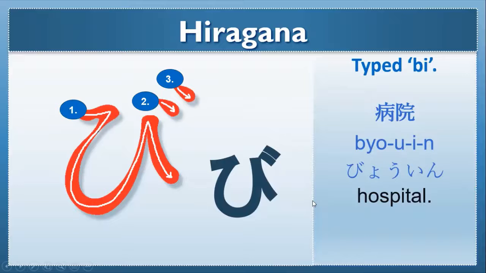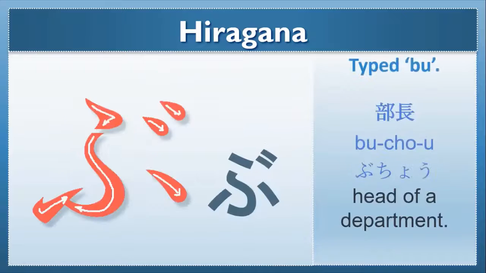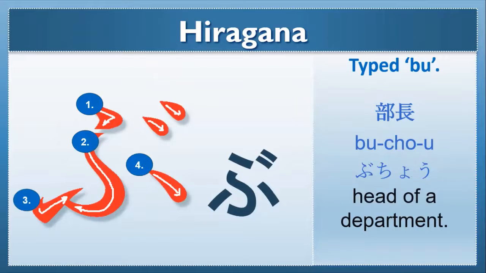Okay. Now let's go to the next one. ぶ, bu. So these are 4 strokes. These 4 strokes are who, and when we put this 2, it becomes bu. Bu as in 部長, bucho. Bucho means head of a department.